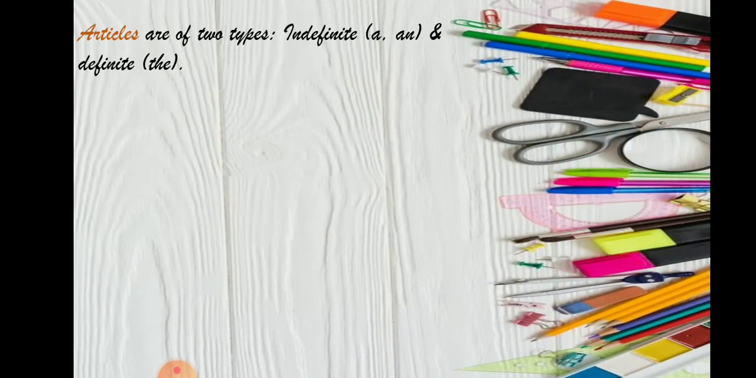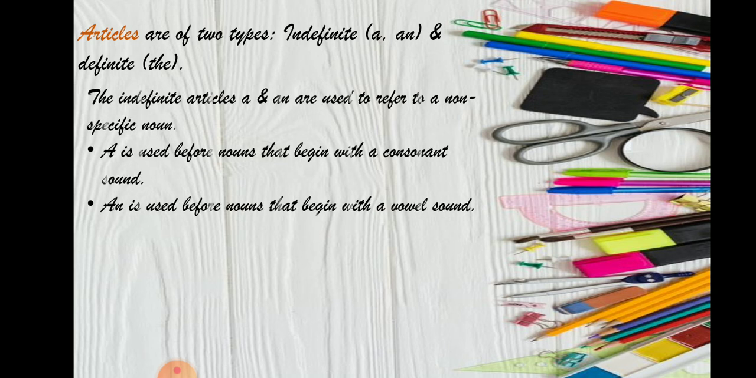First is articles. Articles are of two types, as you all know, indefinite article a and an, and the definite article the. The indefinite articles a and an are used to refer to a non-specific noun. A is used before nouns that begin with a consonant sound, whereas an is used before nouns that begin with a vowel sound. We all know this.